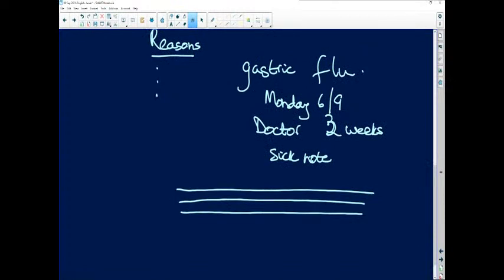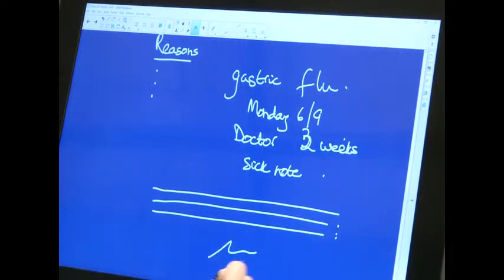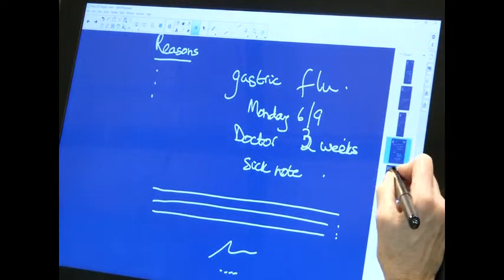So we've got the gastric flu, we've got the booked off, we've got the sick note, and we've got an explanation as to why she wasn't responding to emails or WhatsApps or whatever. Okay, I think that's fine. So then it would be my signature, print my name, and date it. Right, let's see if we've missed out on anything.